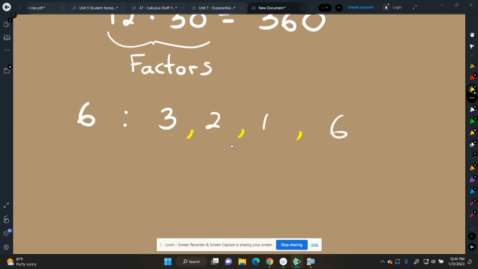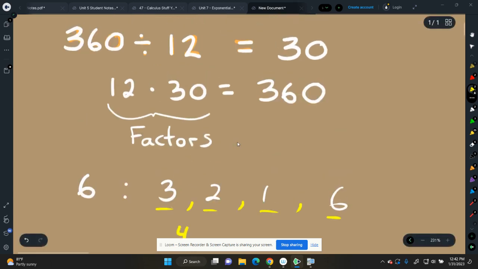And that's kind of the terminology we use, right? I'm trying not to overload you with terminology that confuses the issue, right? But basically that means 6 is divisible by these numbers. Whereas 4 is not a factor because 6 is not divisible by 4. Does that make sense? So if something is a factor, then that means that I can multiply it by something to equal that number, right? So 12 and 30 are factors of 360.